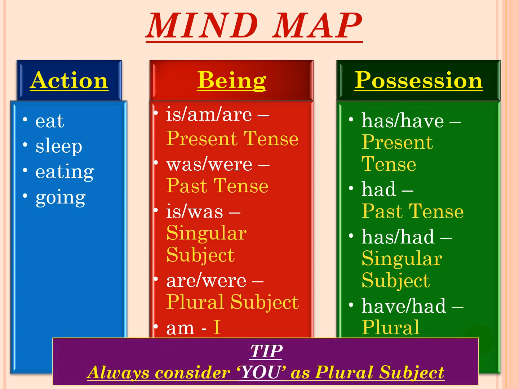And the tip that I gave you today was, always consider "you" as a plural subject. You means you will always use plural things with it. That means in case of is, am, are with you, you're going to use are. Was and were, out of these, we will be using were with you. Has, have, had, out of these with you, we will use have and had.